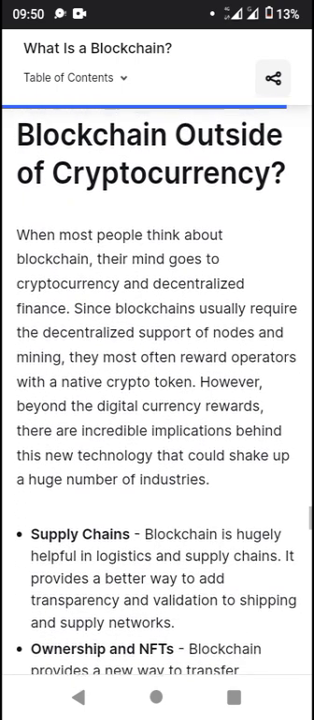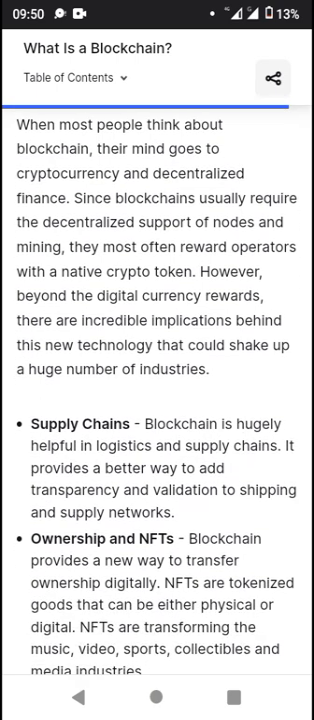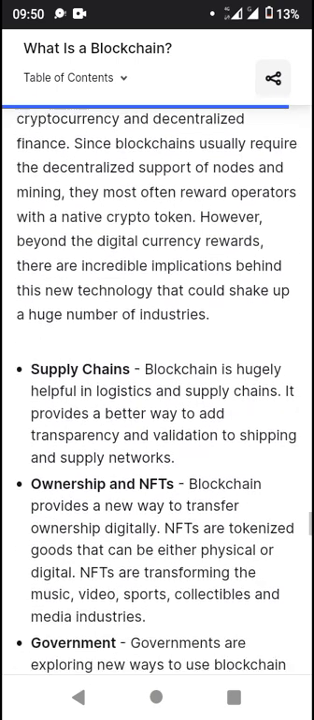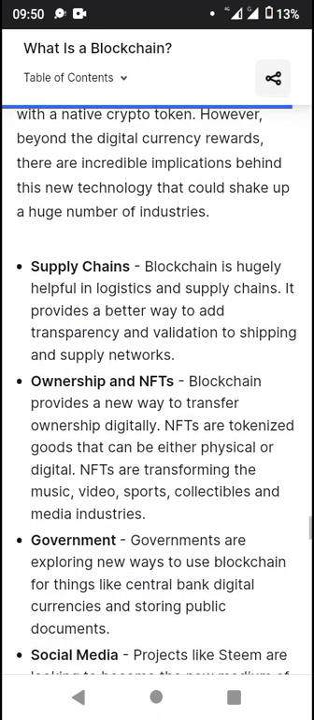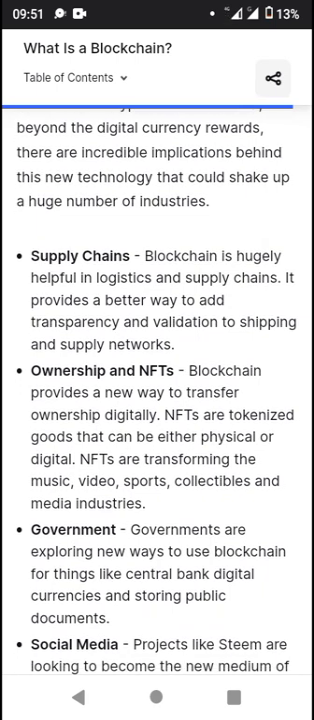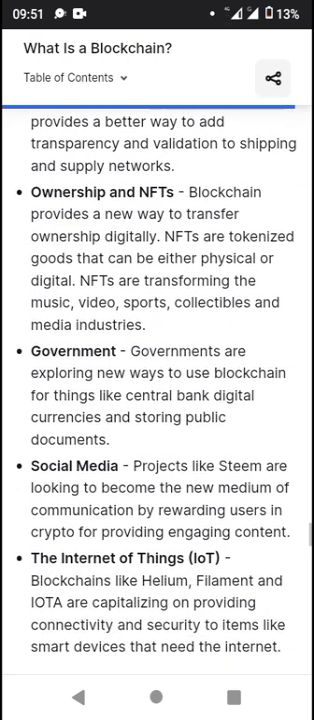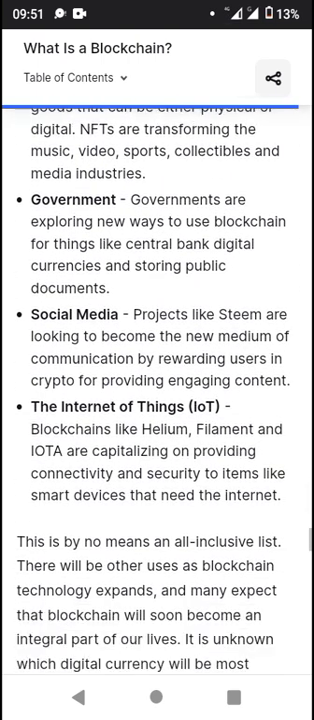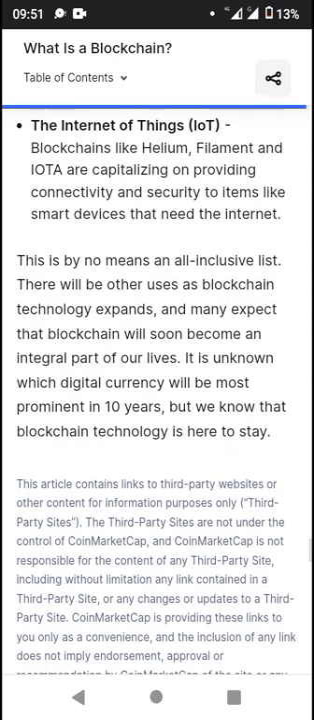What are uses of blockchain outside of cryptocurrency? So when most people think of blockchain, their mind goes to cryptocurrency and decentralized finance. Some blockchains usually require decentralized support of nodes and mining. They most often reward operators with native crypto tokens. However, beyond the digital currency rewards, there are incredible implications behind this new technology that could shake up a huge number of industries, such as supply chains, ownership and NFTs, government, social media, Internet of Things, and more, guys. So this is by no means an all-inclusive list.